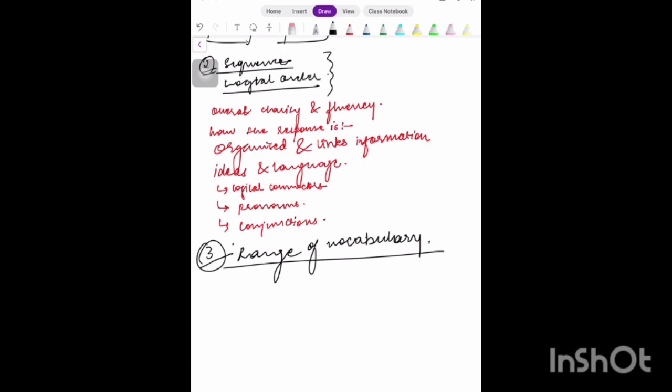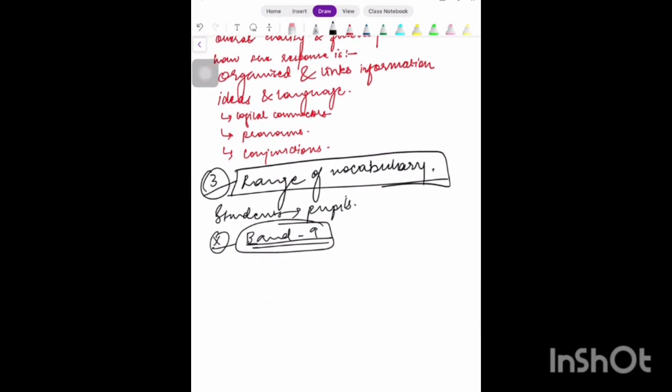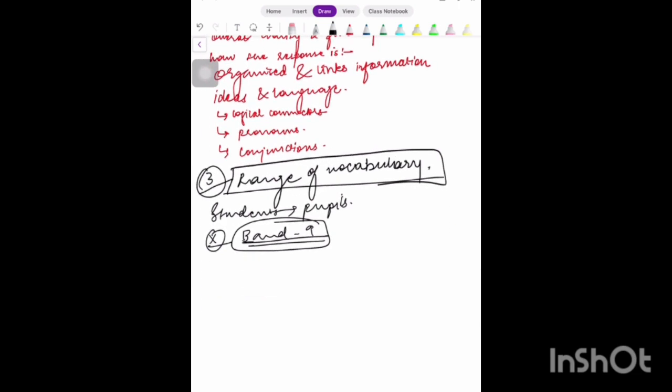So range of vocabulary means instead of writing students, I can also write pupils in sentences. Do not repeat words over and over again. Use band 9 words, which we'll be studying in detail in the coming lecture series. So you have the range of vocabulary.